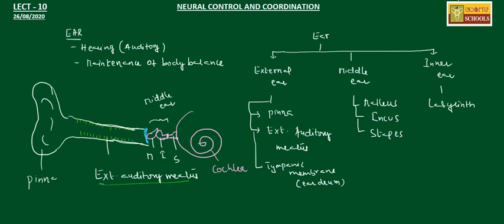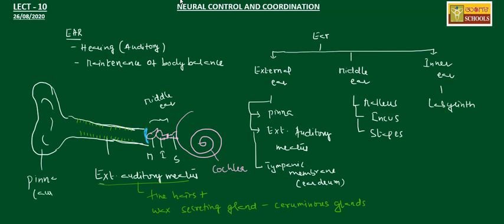So the external auditory meatus has fine hairs, plus it also has wax secreting glands. These wax secreting glands are called ceruminous glands. They are also present in the external auditory meatus, which help in preventing dust and foreign particles entering the ear. And coming to this pinna, this pinna is also called auricle.